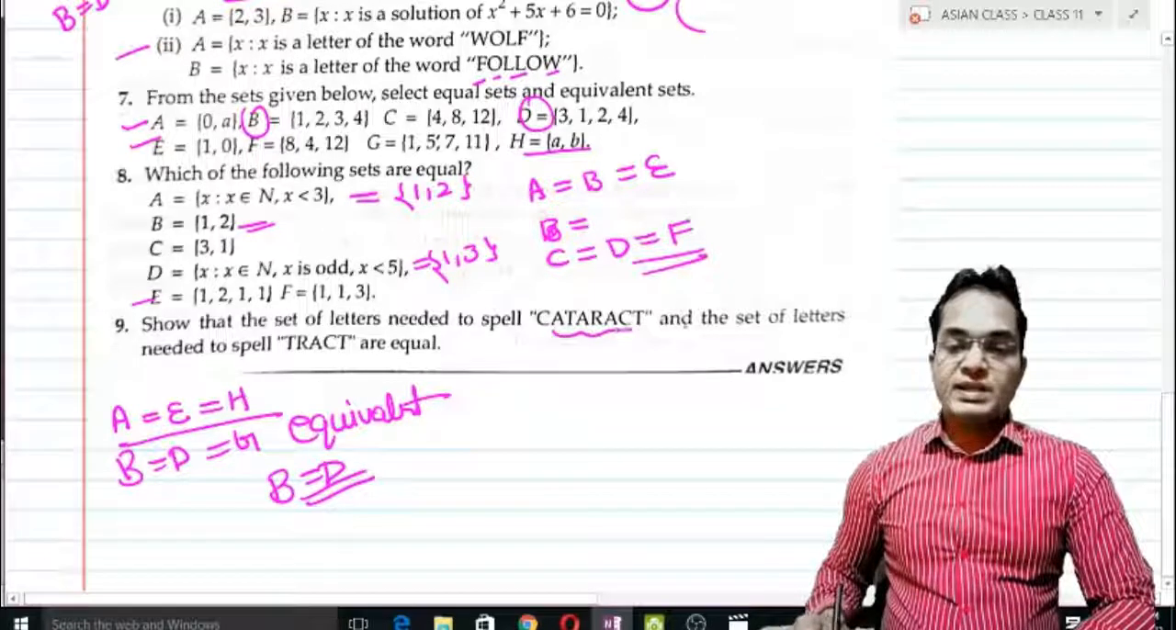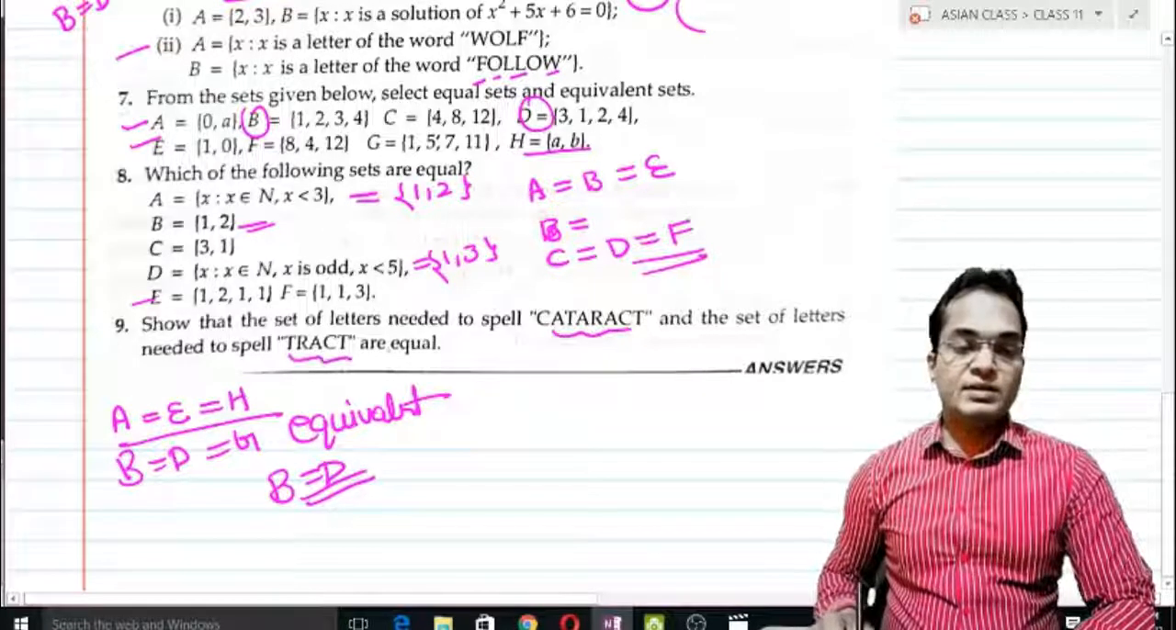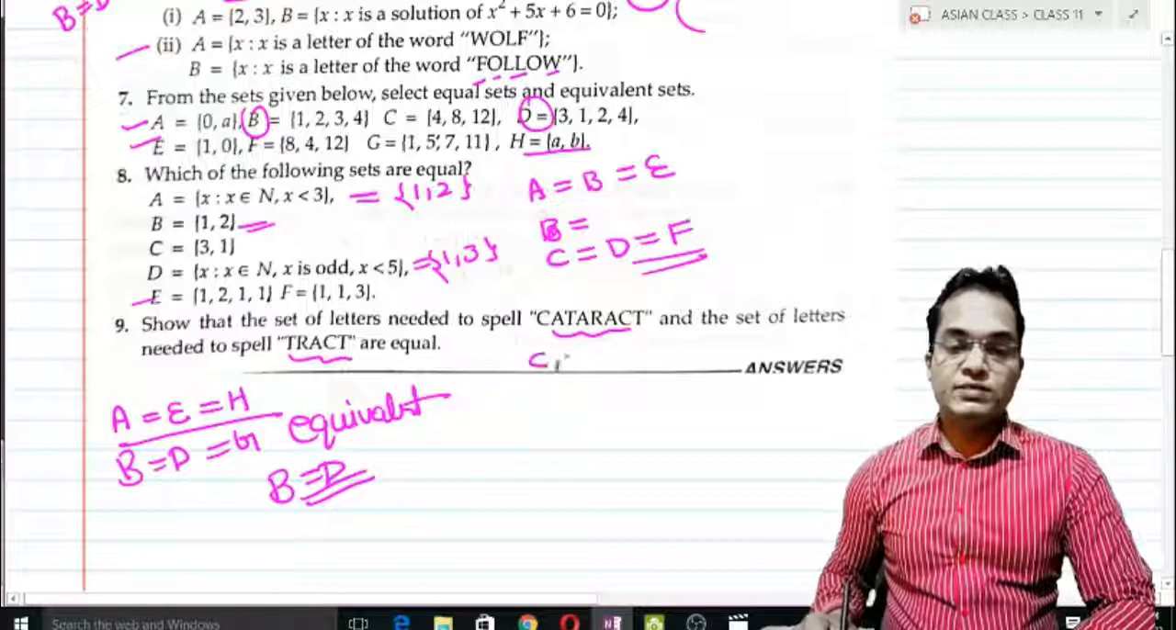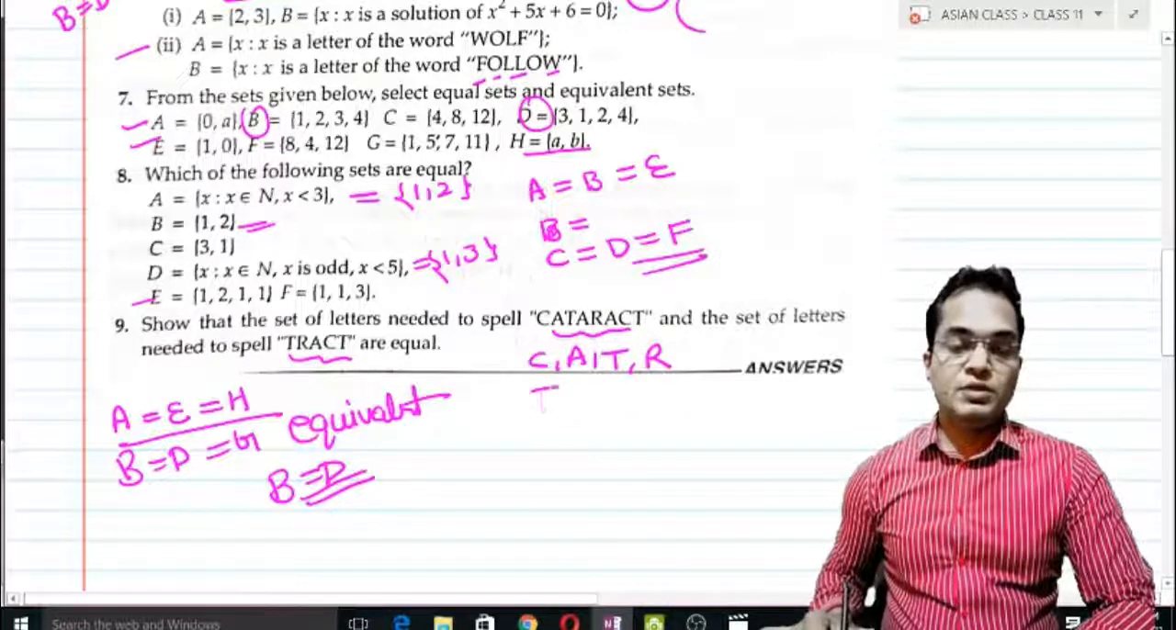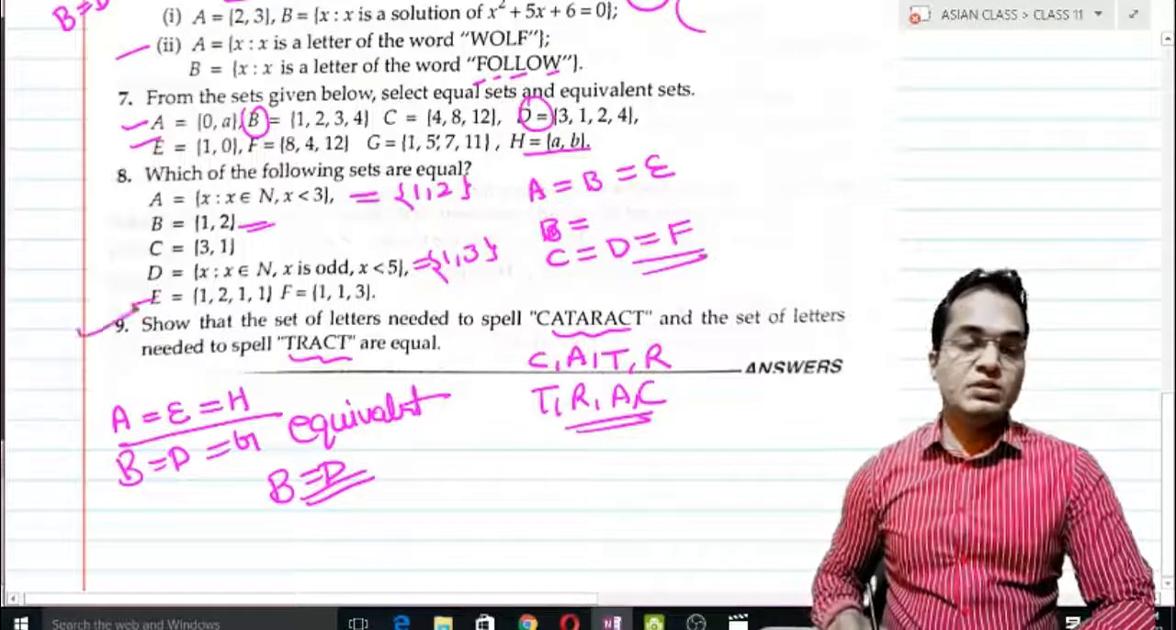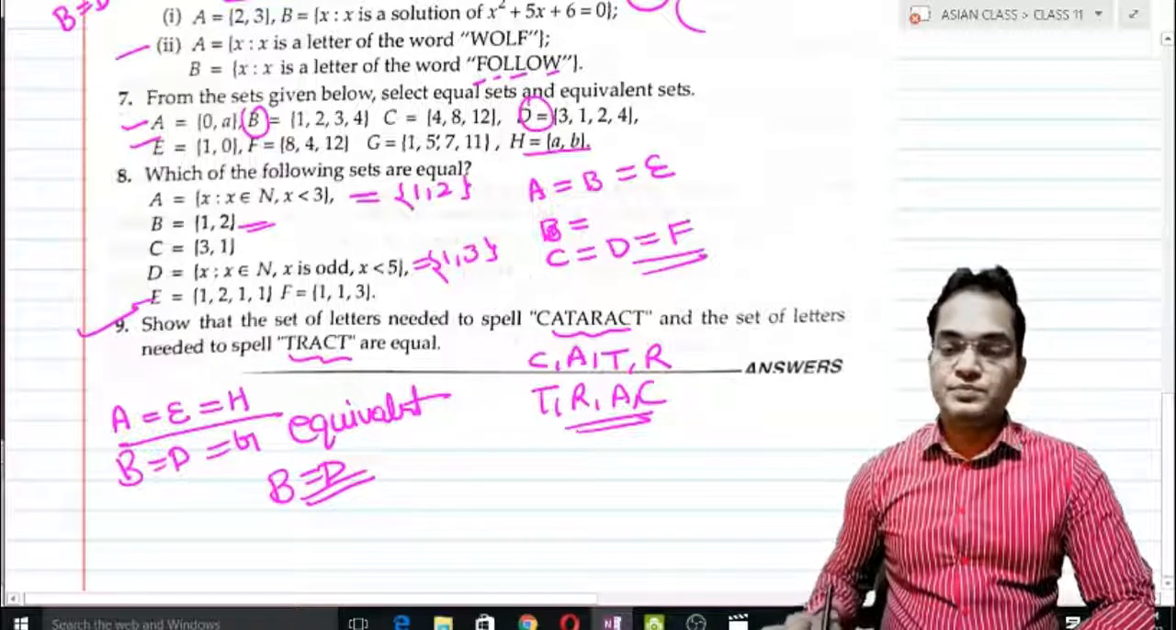The letters of cataract and the letters of the word tract are equal, because it is C 1 time, A 1 time, T 1 time, R 1 time, and here also T 1 time, R 1 time, A 1 time, C. Means question number 9 is also so easy. Okay.